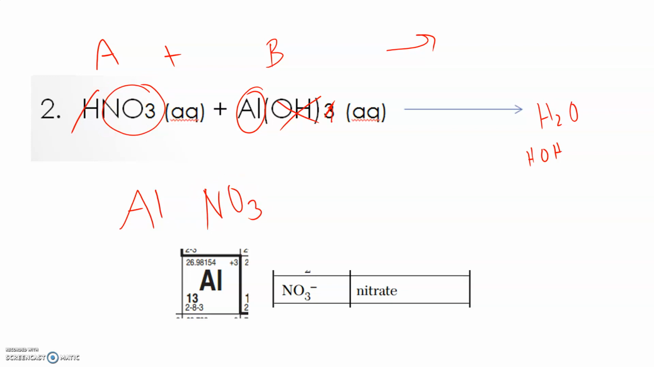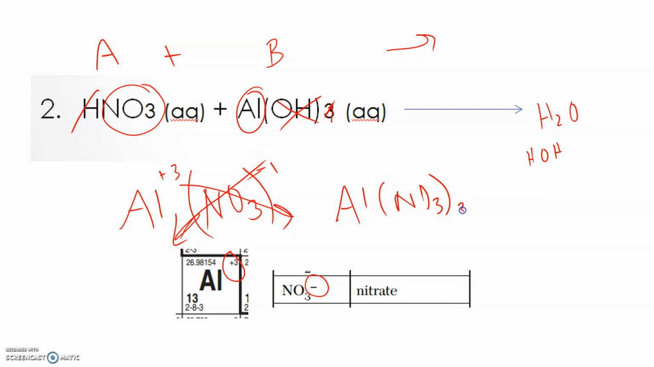The formula for the salt produced is not AlNO3. Remember, look up oxidation states. Aluminum is +3. Nitrate, that minus sign means it is -1. So when I do the cross-down method, oops, there we go, I end up with 1 aluminum for every 3 nitrate ions. So this is the formula for my salt. I'm almost out of room here, but it would be Al(NO3)3. Okay, that's the formula for the salt produced by this reaction.